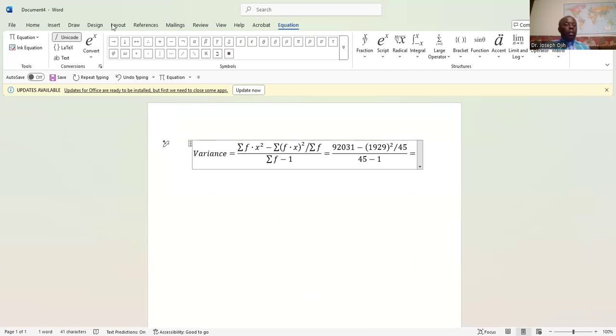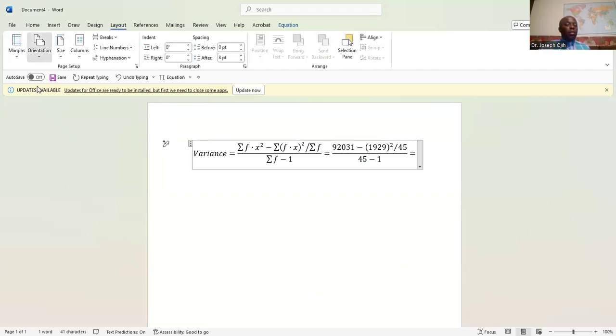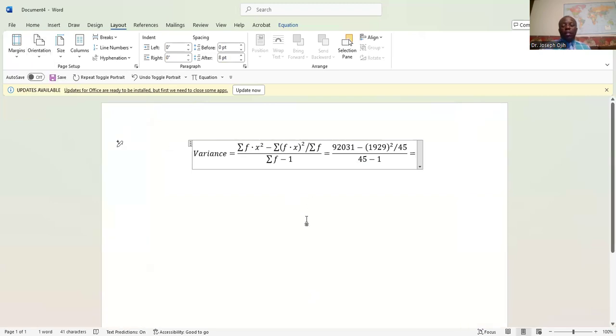I'm going to make this layout to be long. Orientation, make it landscape. Okay, good. So let's go to our calculator.